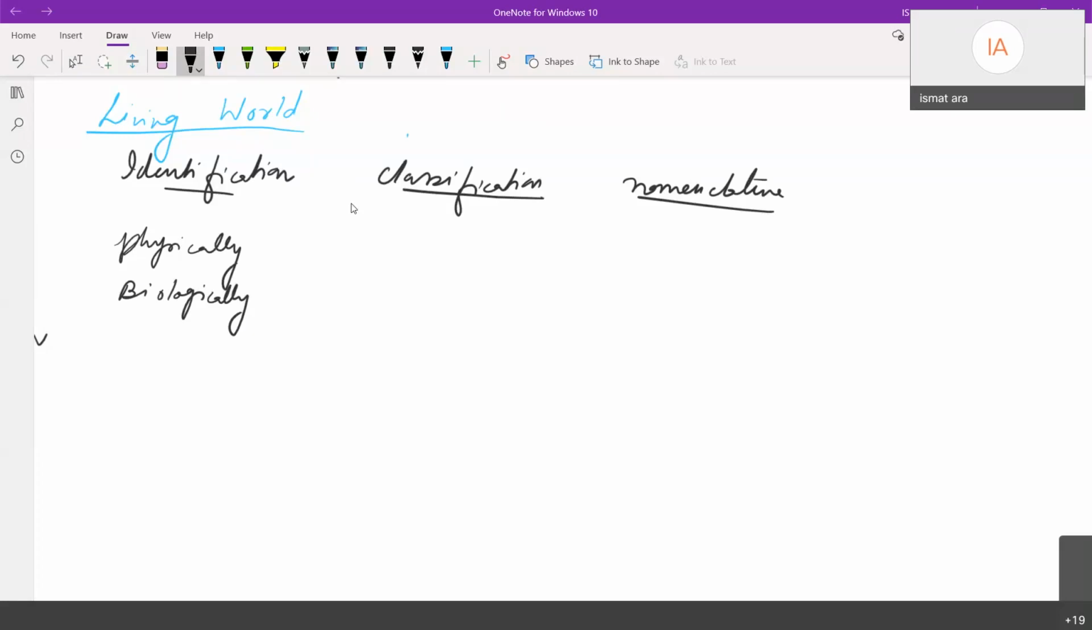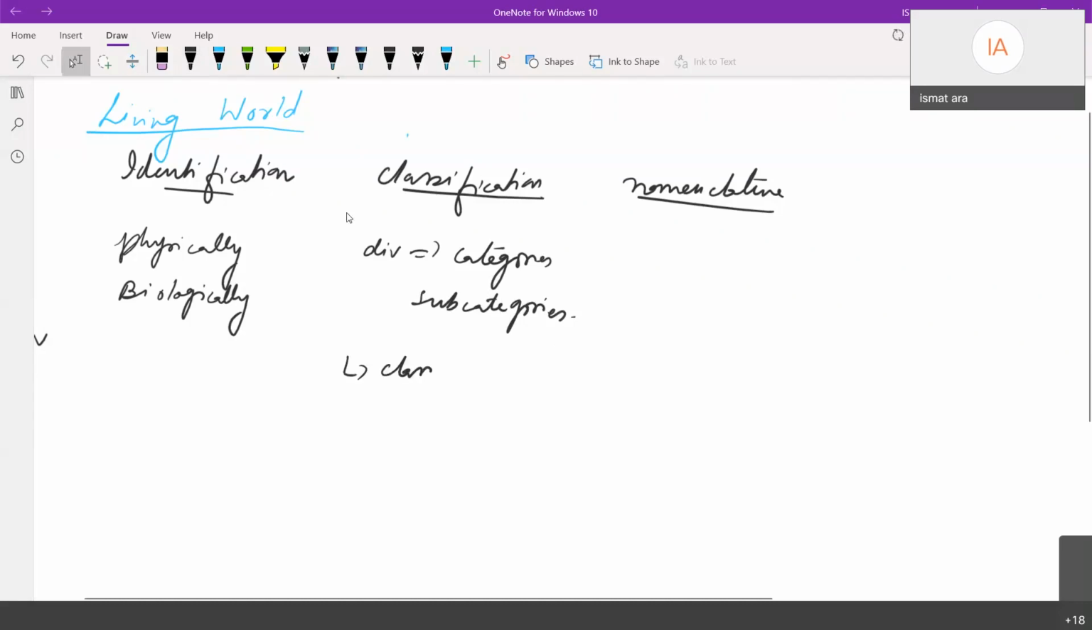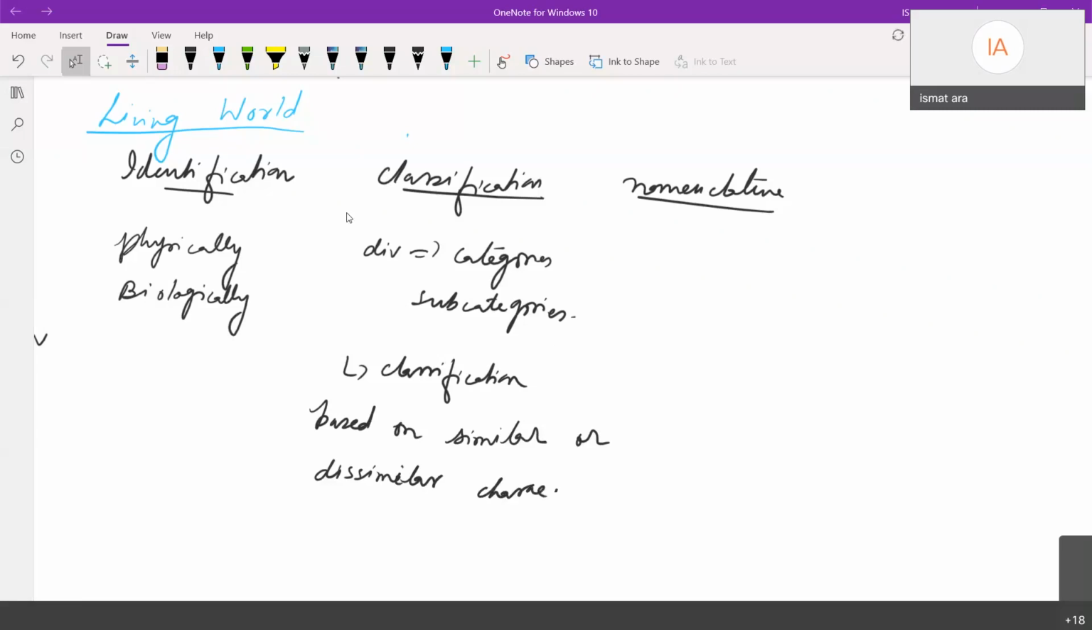And in classification, what happens? You have identified the organism and then you are classifying the organism. You are dividing organisms into categories or subcategories. How are you classifying the organisms? Classification is based on similar or dissimilar characteristics of organisms.